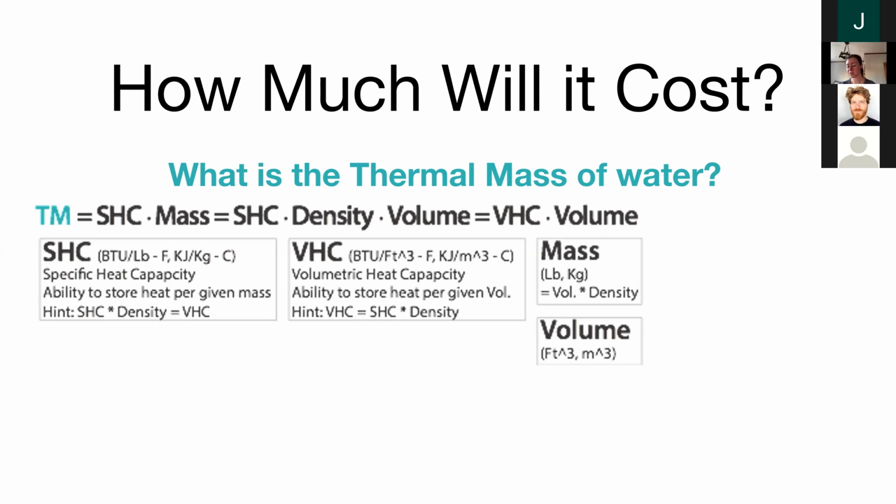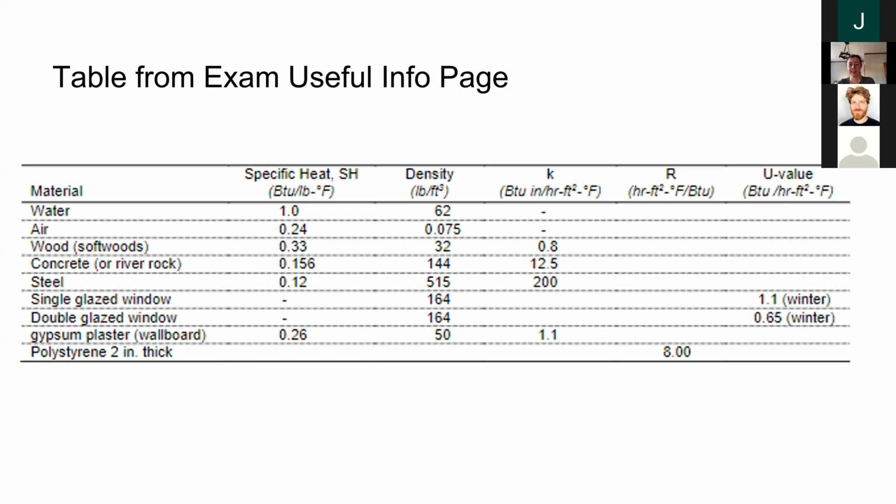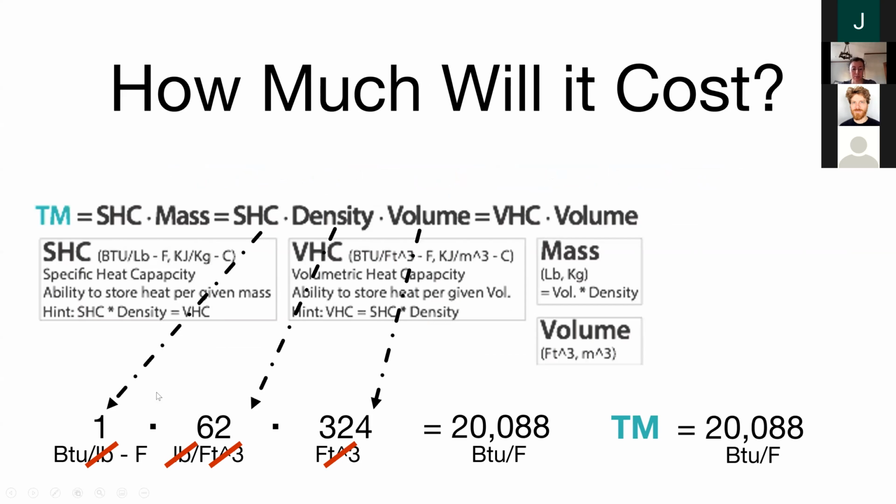So for this problem, we know the volume. We're given this table, and it does not have volumetric heat capacity, but we do get specific heat capacity and density. So we can find the specific heat of water and the density of water, and plug them into that equation. We plug in 1 BTU per pound degree Fahrenheit for specific heat capacity, 62 pounds per cubic foot for density, and 324 cubic feet for volume. That gives us 20,088 BTU per degree Fahrenheit. So that's our thermal mass.